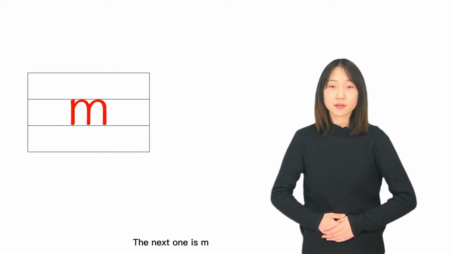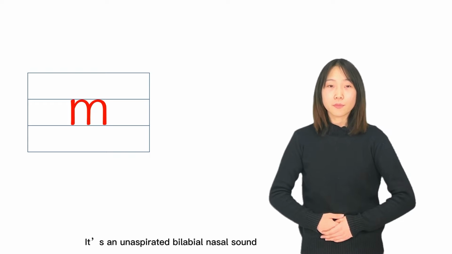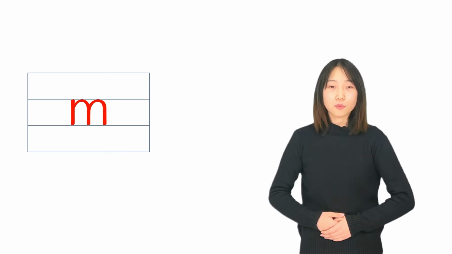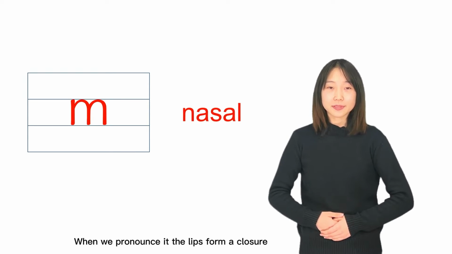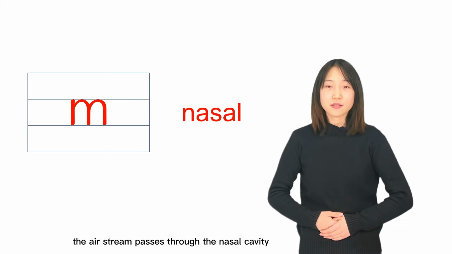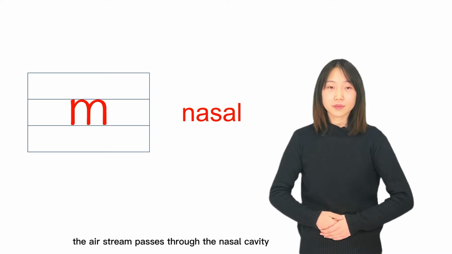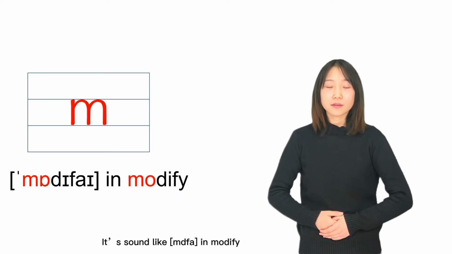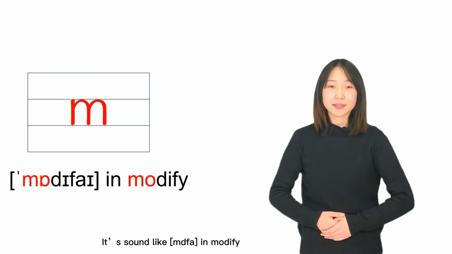The next one is mo. Mo is an unaspirated bilabial nasal sound. When we pronounce it, the lips form a closure. The air stream passes through the nasal cavity. It sounds like mo in modify.